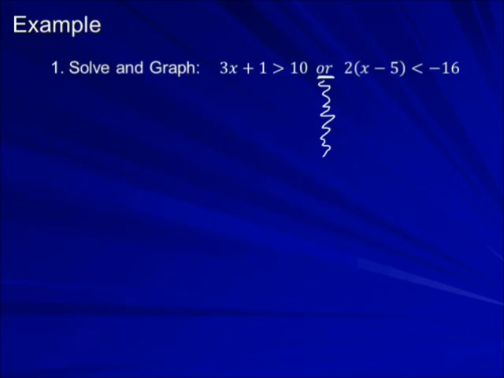So let's do the left-hand side. First thing I want to do is subtract 1 from both sides. So I have 3x > 9. Now divide by 3.